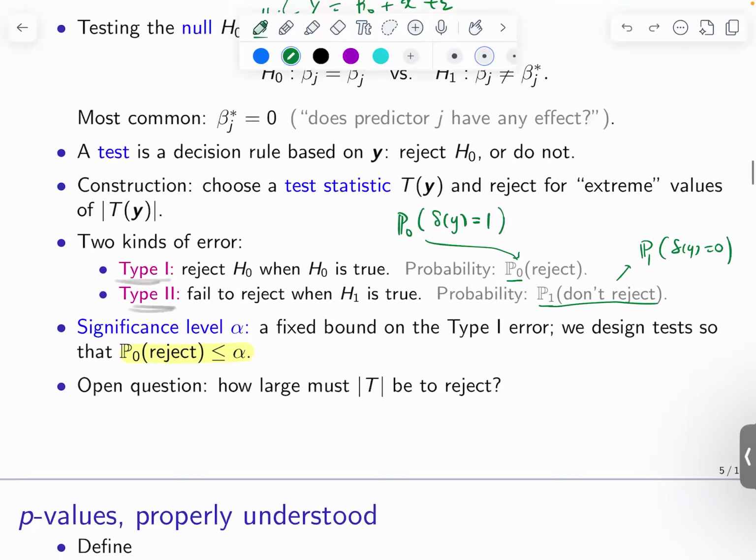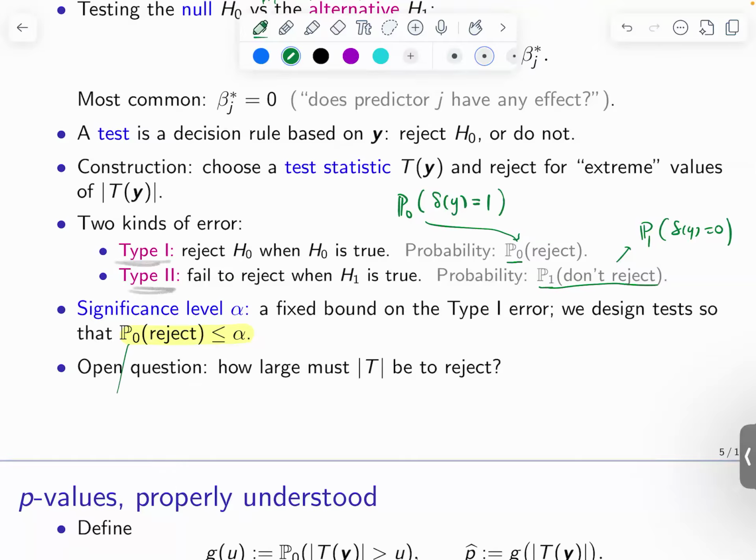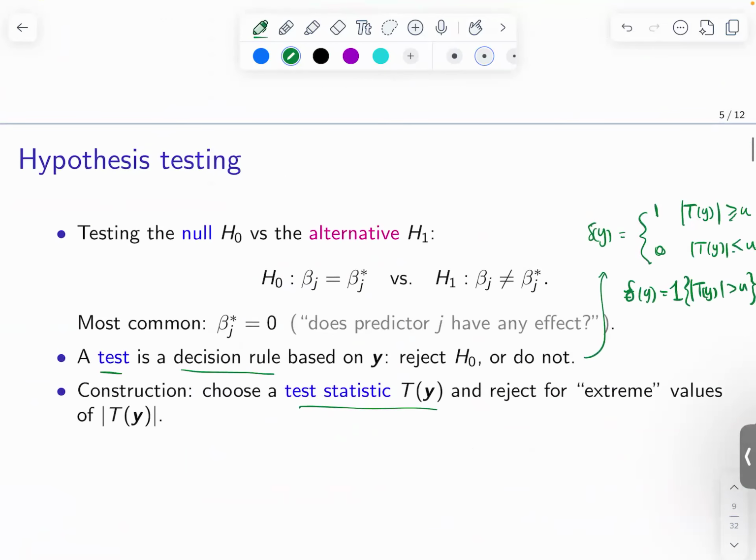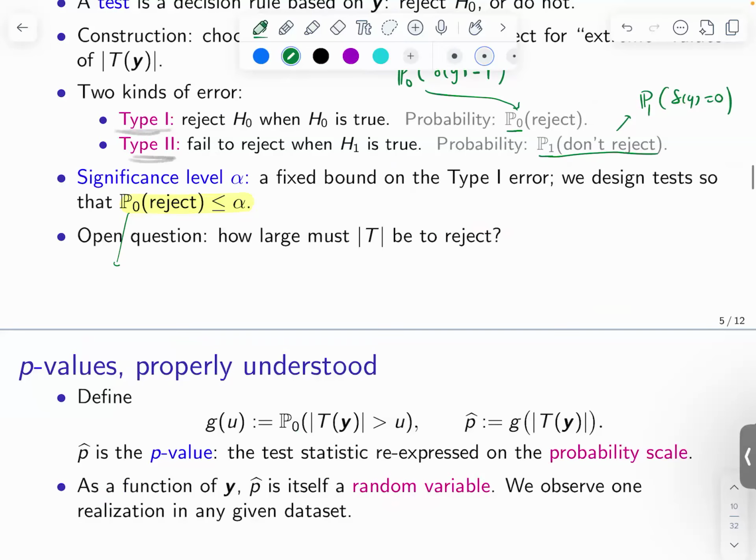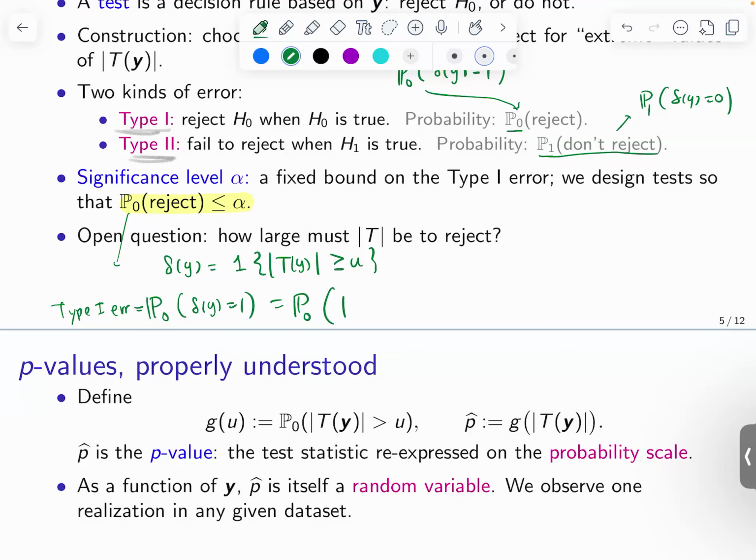Okay, so now I'm going to do this. If you look at our decision rule here, the decision rule is something of this form. We'll figure out the test statistic later, but I'm going to reject if, let's say, the absolute value of t_y is bigger than or equal to u. Then the type 1 error would be the probability under the null that delta_y is 1, which is the probability under the null that t_y is bigger than or equal to u.